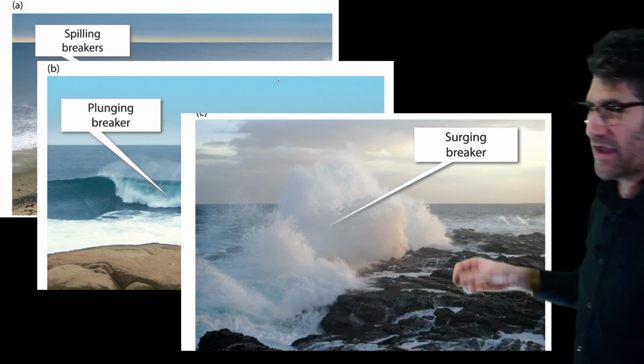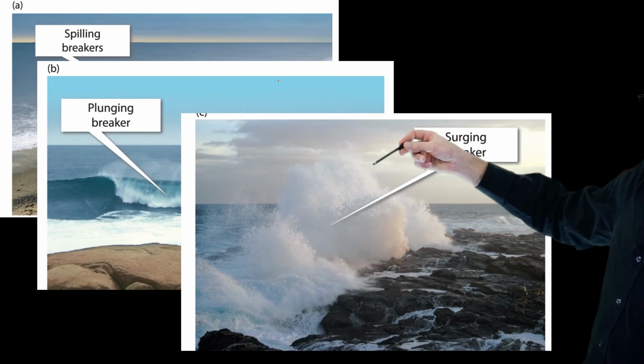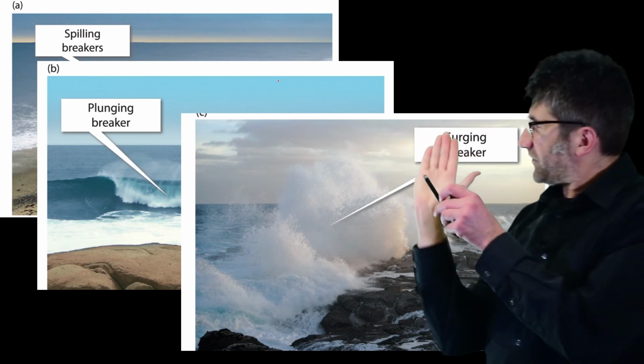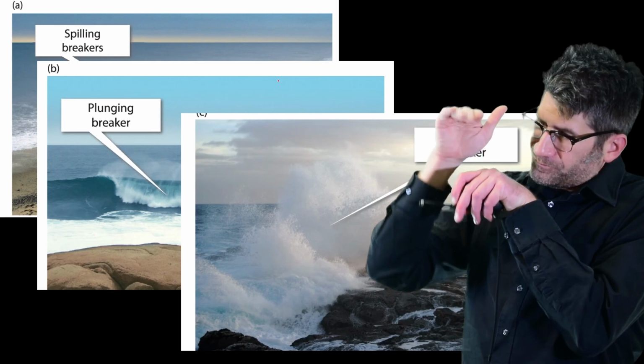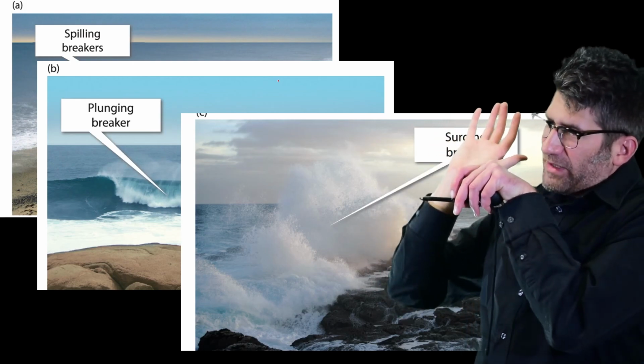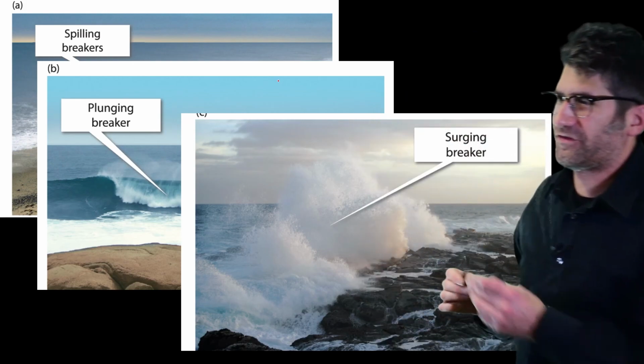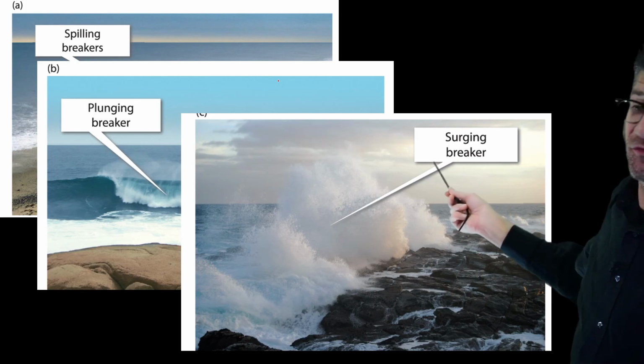And then beyond that is what's called the surging breaker, which doesn't develop that really nice tunnel. It just basically crashes in on itself on very steep coastlines. We call those surging breakers.